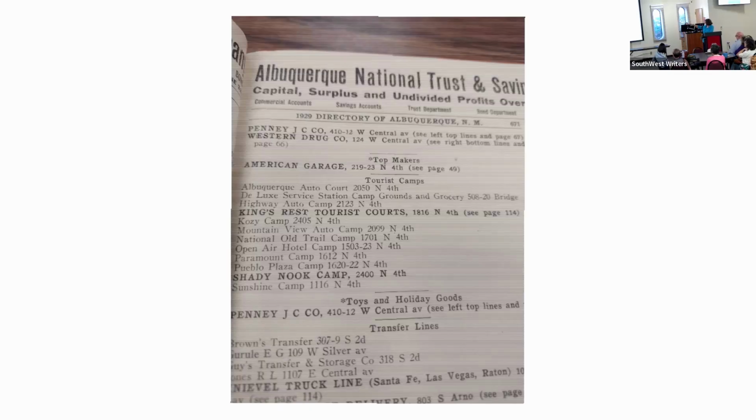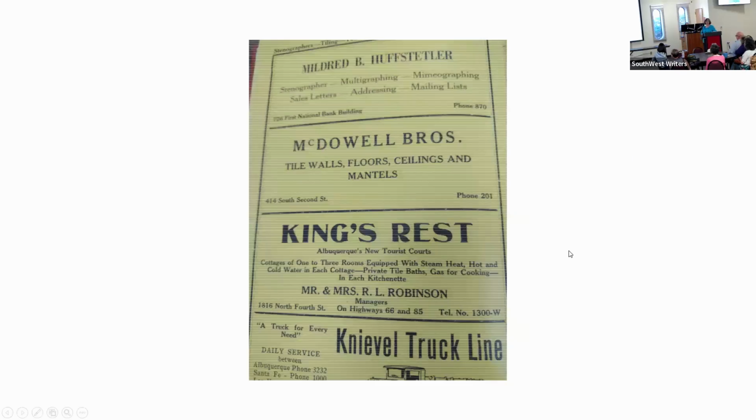And notice King's Rest is in all caps and it's bolded, and it says, see page 114. What that means, and we will go to page 114 next, is that they have a paid ad in the yellow pages. So here it is, their newest tourist court. I was like, oh, so I picked one that opened in 1929. I know that it had cottages of 1 to 3 rooms.